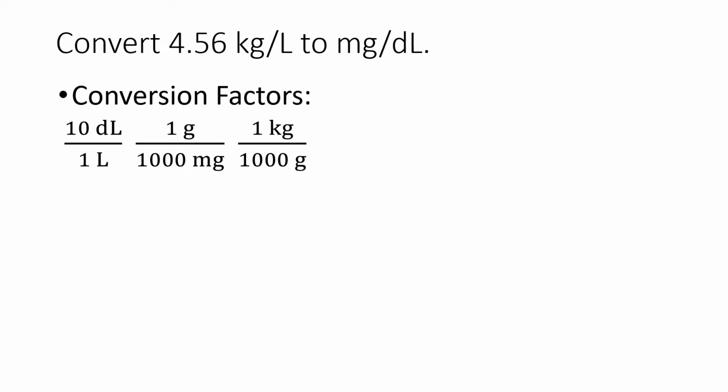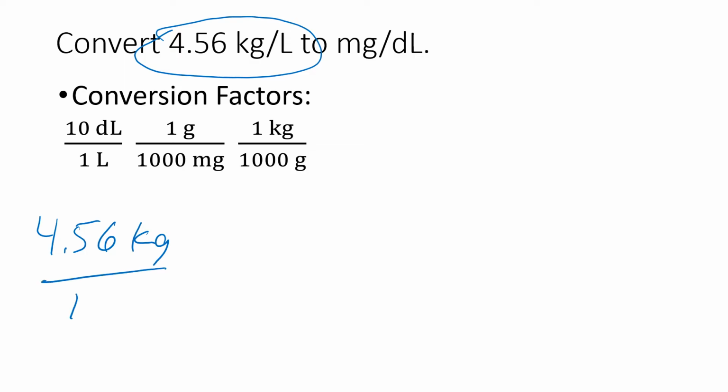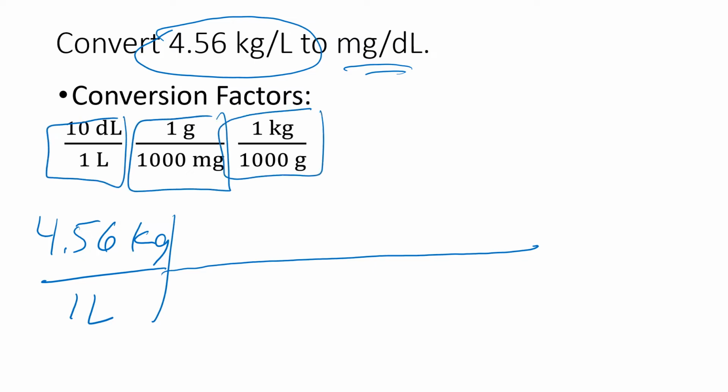Convert 4.56 kilograms per liter to milligrams over deciliter. So I'm going to start off with what I'm given in the problem. So 4.56 kilograms per 1 liter. I'm going to convert this over. I need to get to this at some point. So I'm going to look at my factors, or my dominoes. This is my starting unit. My target is this in the units. So you can pick whatever one you want to start off with, but from there you need to continue until you get rid of that unit.